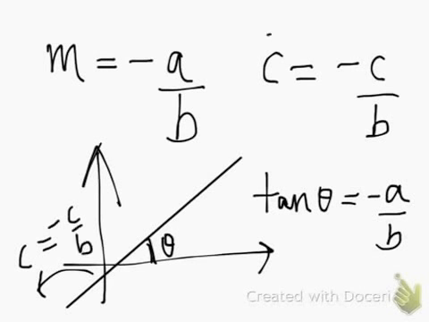Please notice that this c and this c are not the same. So let me call this c naught. Right? I am calling this c naught. So now we have done the general form of the slope line.